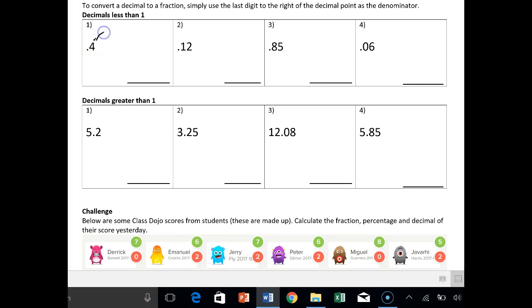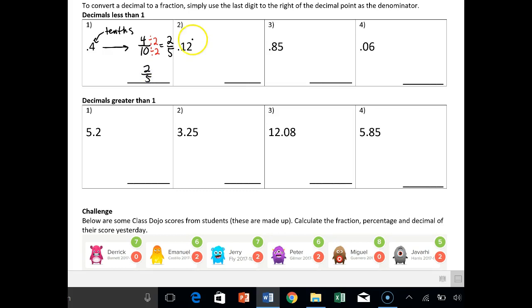So 0.4, what place value is it in? It's in the tenths place value. So what does that mean? We just put it 4 over 10. And then obviously we try and simplify it. 4 over 10 can be reduced or simplified by 2 to get 2 over 5. And so there is your answer, 2/5.